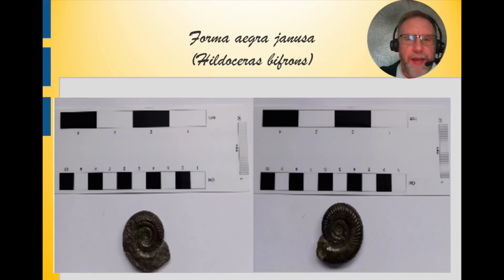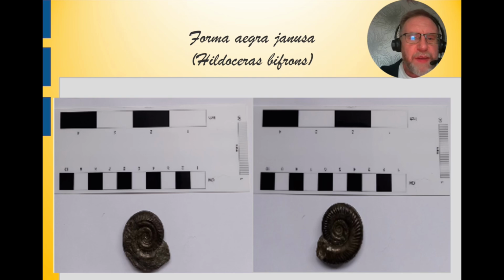This particular ammonite, an example of Hildoceras bifrons, is showing the most recently named pathology, forma agra janusa. If you're familiar with Roman mythology, you may have heard of the god Janus, who gives us our name January for the first month of the year. He's depicted as a two-faced god, one face facing forwards, one facing backwards, and is the god of doorways and beginnings and endings. And you can see in this particular specimen that one side looks like a completely normal Hildoceras with the ribs and the groove as you would expect, but the other side looks like a Grammoceras.